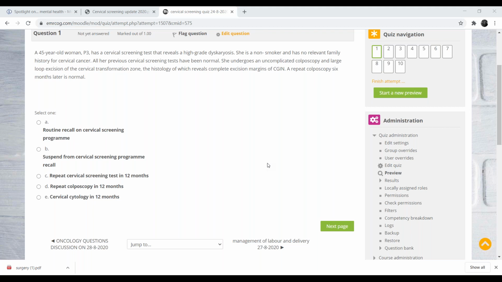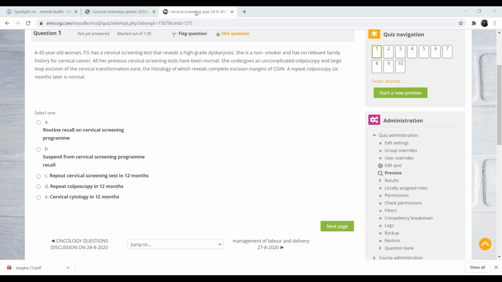So I'm reading the question for you and we will think together how to approach the answer. We have a 45-year-old woman, para 3, whose cervical screening test reveals high-grade dyskaryosis. She is a non-smoker with no relevant family history of cervical cancer. All previous cervical screening tests were normal. She undergoes uncomplicated colposcopy and large loop excision of the cervical transformation zone, the histology of which revealed complete excision margin of the CGIN. Repeat colposcopy 6 months later is normal. What shall you do here? This is your answer, guys.